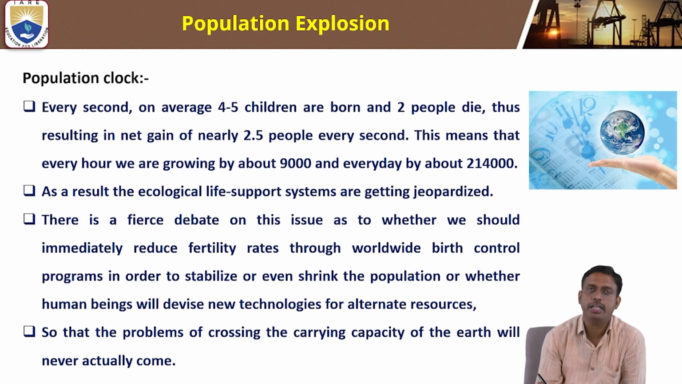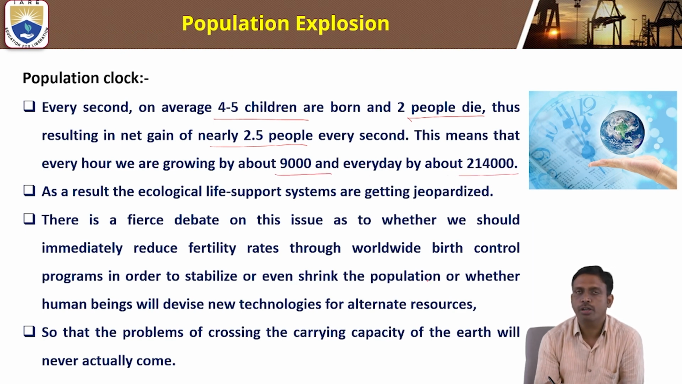Population clock. Every second, on average, 4 to 5 children are born and 2 people die, resulting in a net gain of nearly 2.5 people every second. This means that every hour we are growing by about 9,000 and every day by about 2 lakh 14,000. As a result, the pressure on ecological life support systems is increasing.